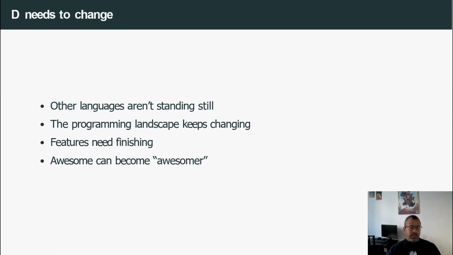So why does D need to change, in my opinion? Well, other languages aren't standing still. We have competition, and a lot of them are closing the gap with regards to the things that D is good at. 10 years ago, C++11 got released, and that significantly closed the gap in terms of features. They added lambdas, they added type inference, all these kinds of things that D had that C++ did not have. Well, they do now. Java, C Sharp, they keep releasing new versions too.